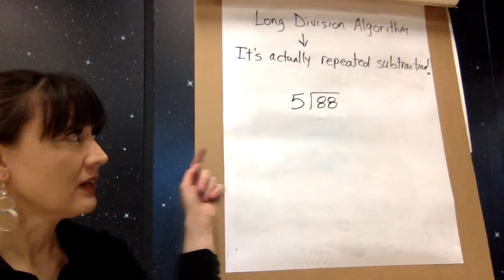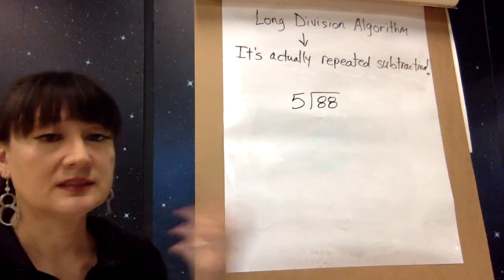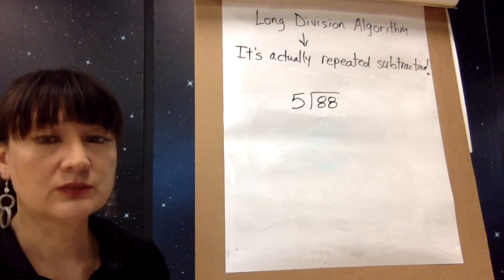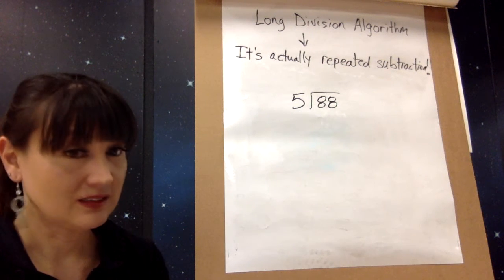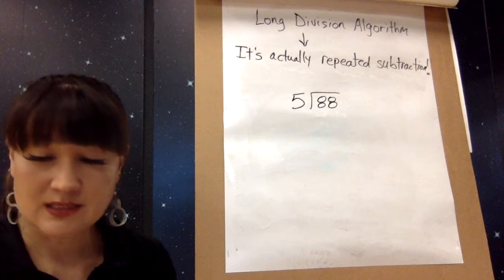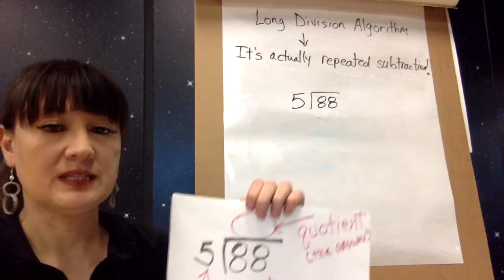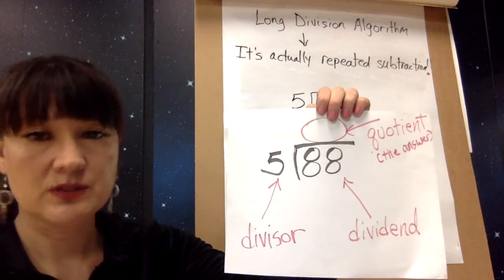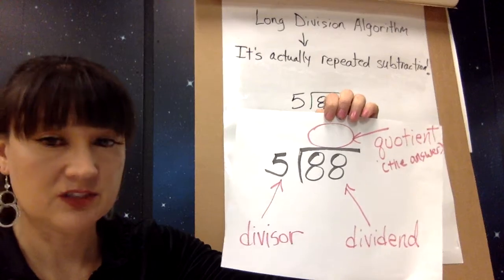As you can see here, long division is actually repeated subtraction. It's the opposite of multiplication, which is repeated addition. So when you think of it that way, it's not so hard. Let's go over some terminology first, okay? And this is pretty important, especially when we start our decimals and long division.